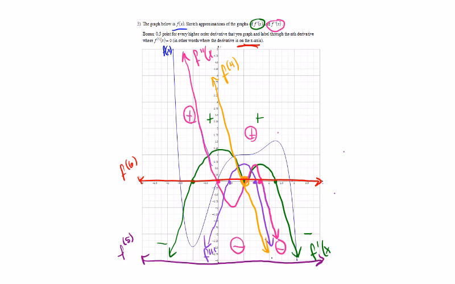And remember, you don't have to do all those lines. The main ones you have to do are the first derivative and second derivative, so the green line and the pink line. Okay, and you'll have one very similar to this on the actual quiz.